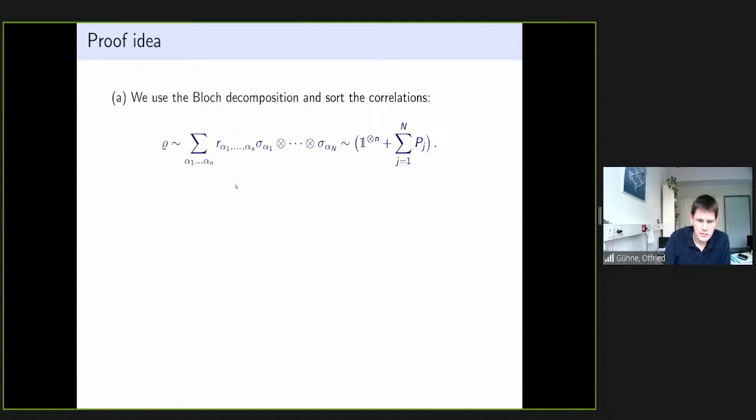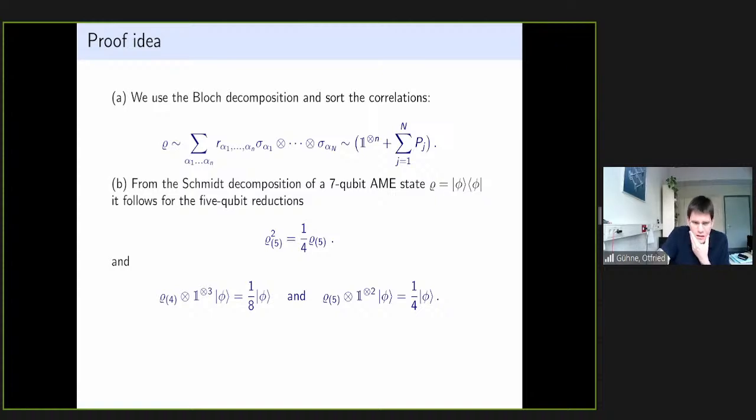If you have the state, you can decompose it into Pauli matrices. I mean, this you can always do. And you can sort the terms depending on how many-body correlations you have: one-body correlations, two-body correlations, and so on. So you have the identity, one-body correlations, two-body correlations, three-body correlations. This means that here you have two Paulis, three Paulis, or four Paulis, and the rest is identity.